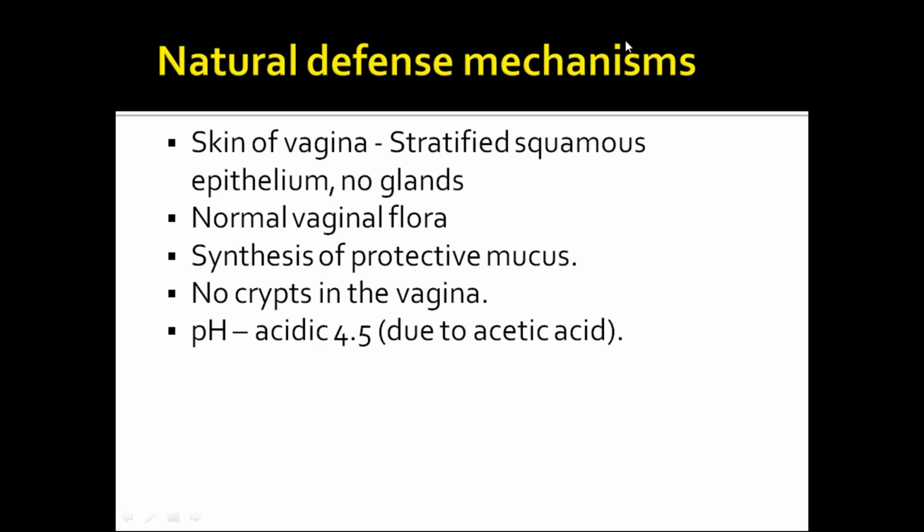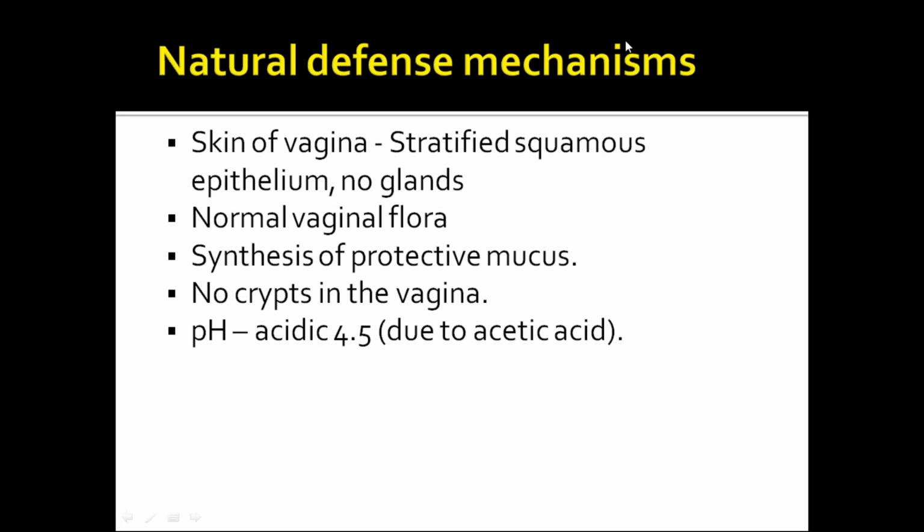The skin of the vagina, that is the mucosa, is stratified squamous epithelium. It has a conified layer. The superficial layer is conified and it has no glands. It synthesizes mucus, there are no crypts in the vagina, and the pH is acidic. Acidic means it is 4.5. So why is the pH acidic?